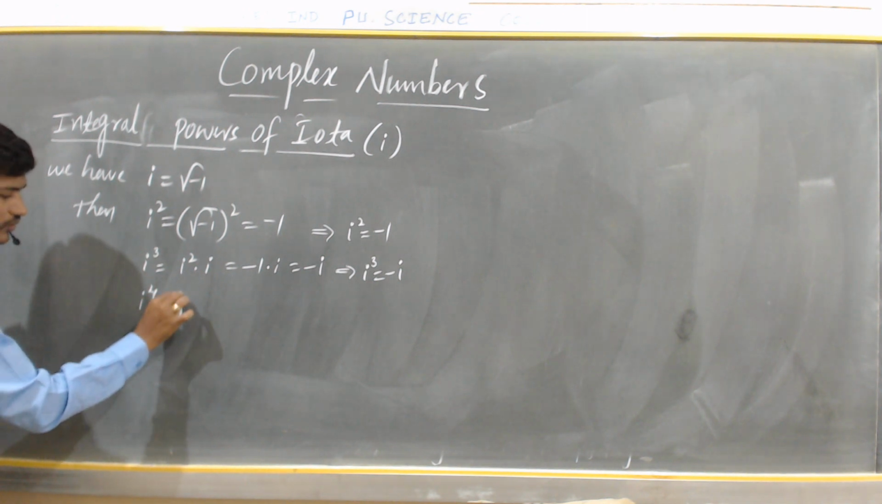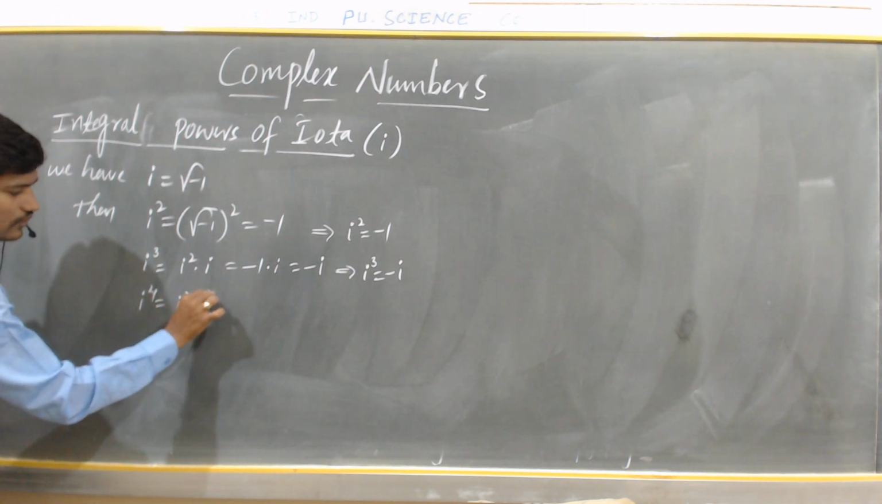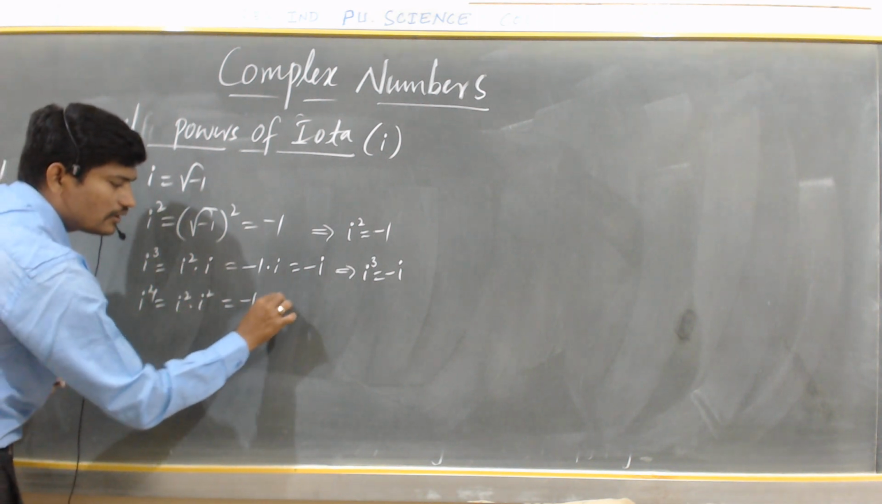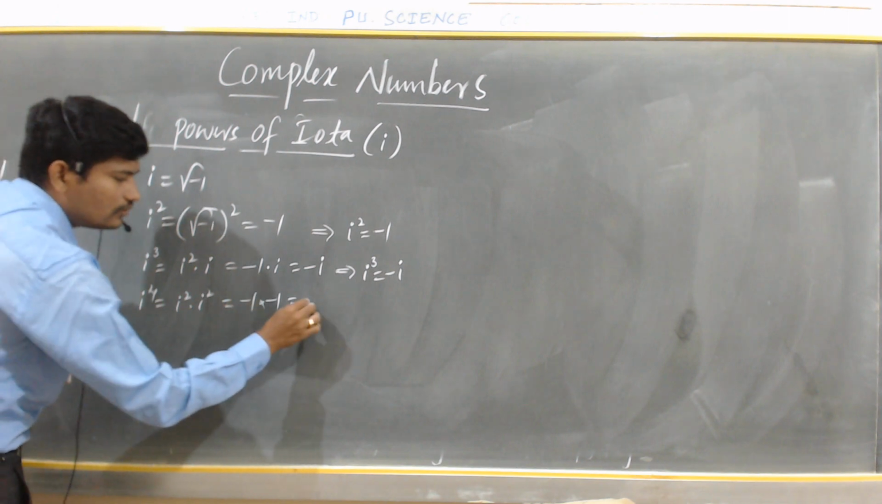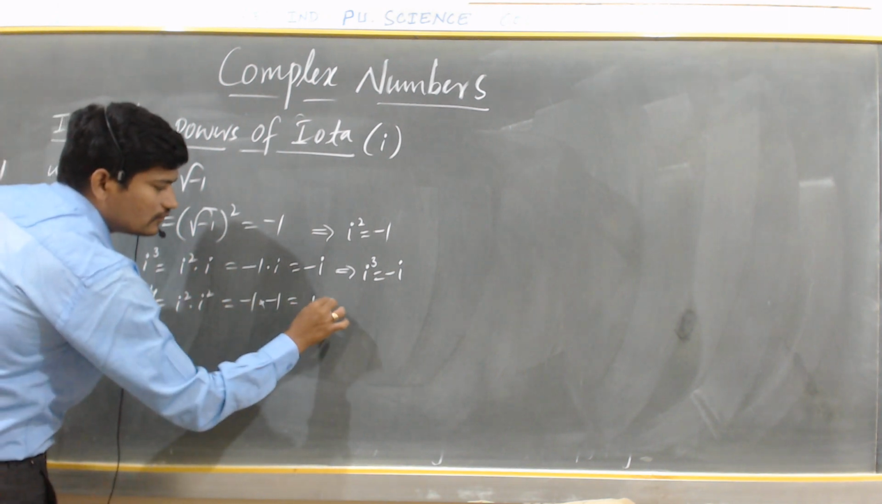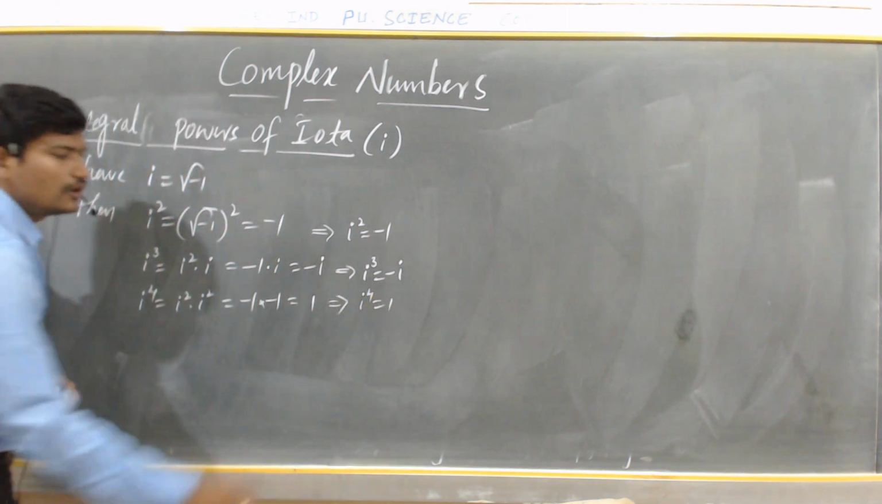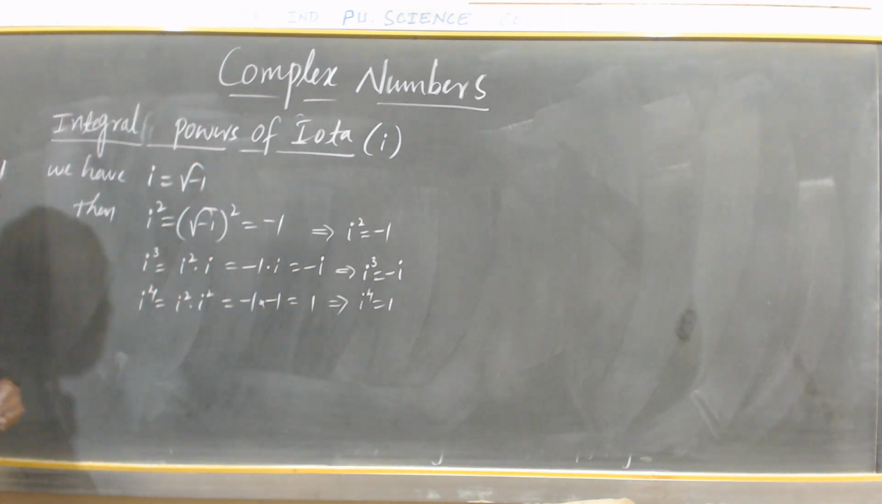Next, i to the power of 4. How do we write it? i square into i square equals i square value minus 1 into i square value, again minus 1. So minus 1 into minus 1 is plus 1. Therefore i to the power of 4 is nothing but 1.